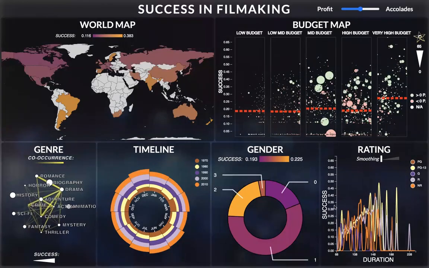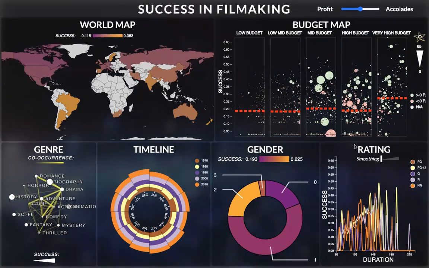Hello everyone. In this dashboard, we are trying to figure out the factors that affect the success of a movie. The success is either defined as a box office profit or accolades. Both have been standardized between 0 to 1 for this project. And the upper slider basically determines the weightage given to each metric of the success.